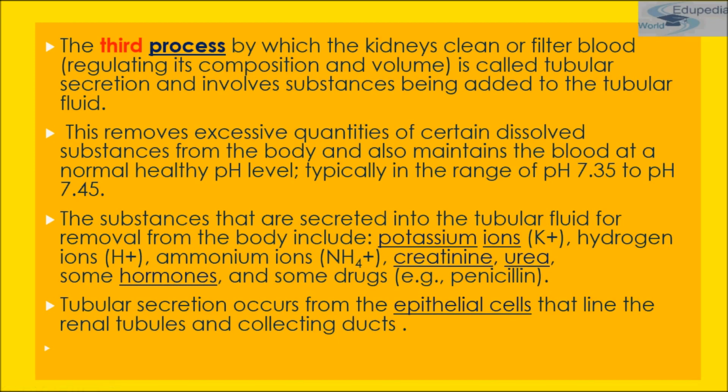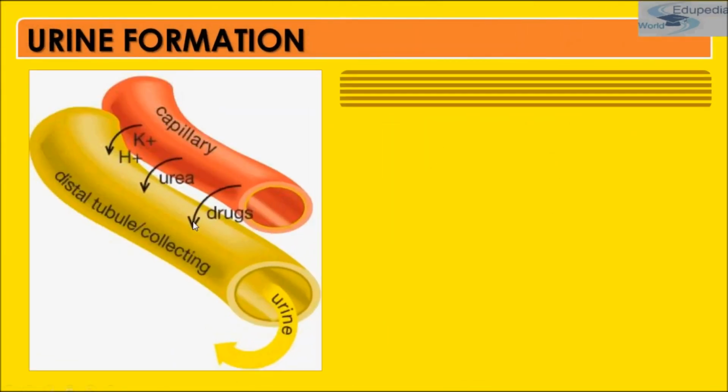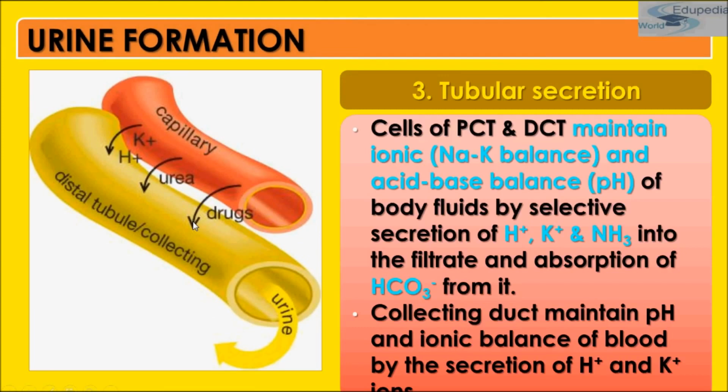The substances that are secreted into tubular fluid for removal from the body include potassium ion, hydrogen ion, ammonium ion, creatinine, urea, and some hormones and some drugs also. So tubular secretion, which is the third process of urine formation, occurs from the epithelial cells that line the renal tubules and collecting duct. Now comes tubular secretion, which we'll be studying in detail.